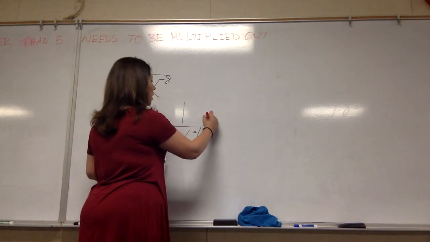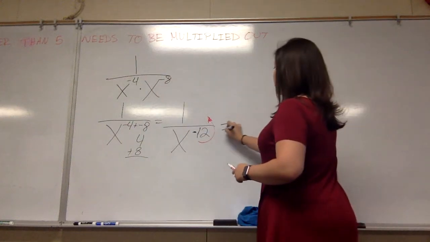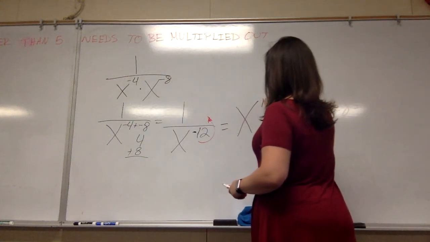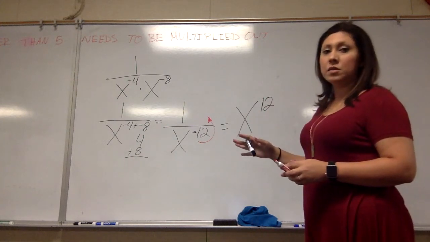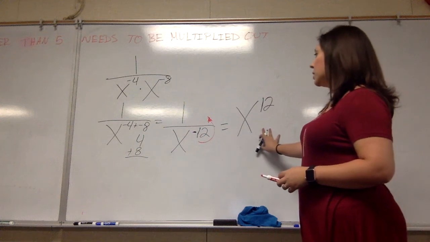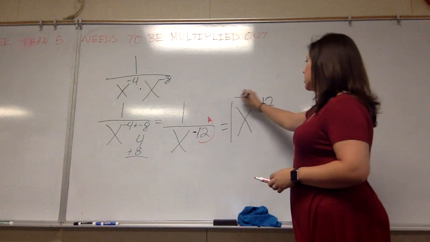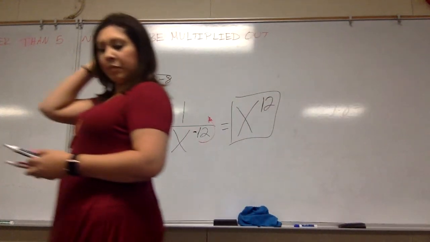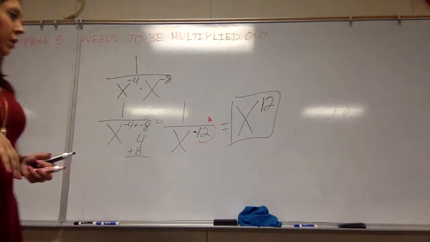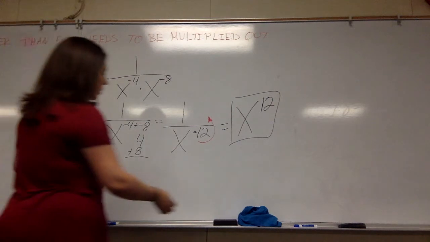So that means I need to move up to the top. When I do that, I get x to the 12. My 12 is going to be positive. Do I need to do anything else? Nope, that's positive. I have nothing else to multiply or add, so this would be my final answer. And that's pretty much it for 7-3. Take a second to copy it down.